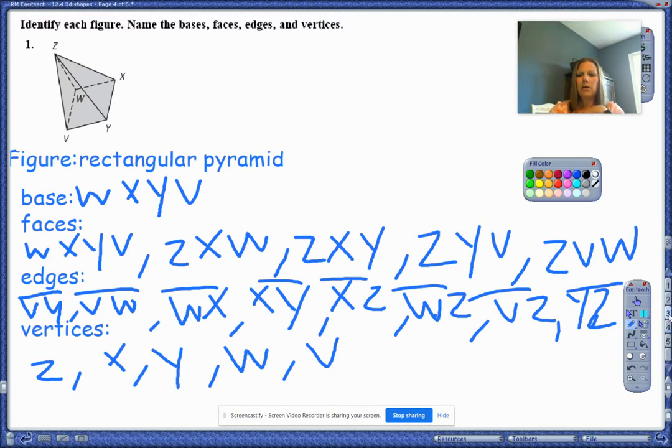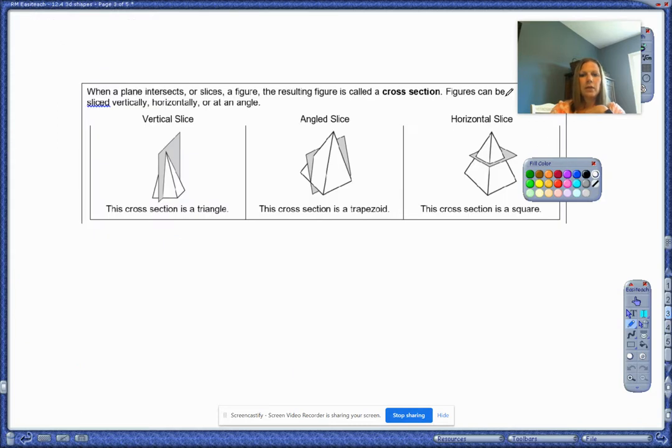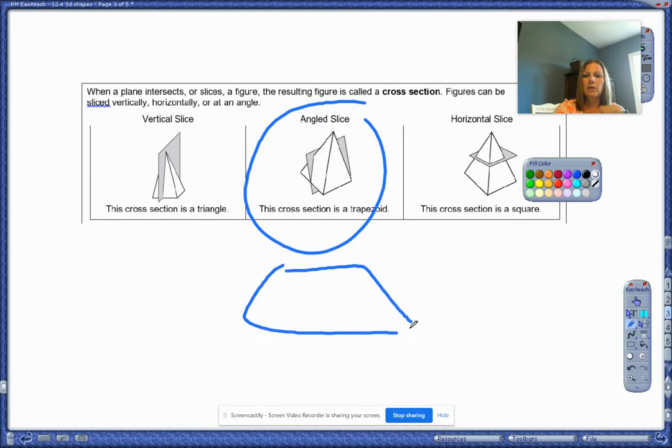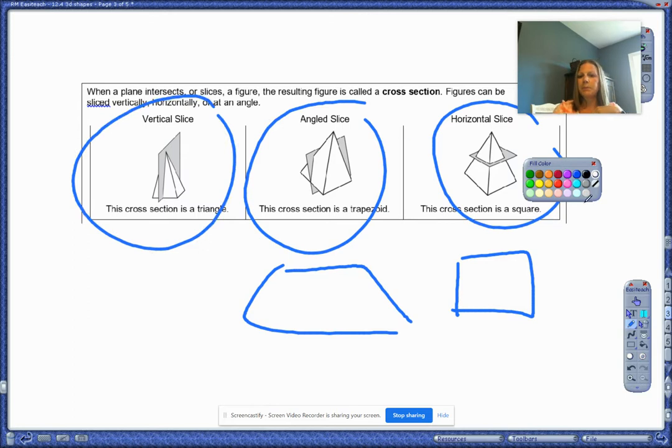Then we talk about cutting the shapes, slicing it. So here, if we had a vertical slice, vertical up and down, you would have a triangle if you open up the shape and you look inside of it. And here, if you had an angled cut, you would have a trapezoid. And then here you would have a square if you cut it horizontally.